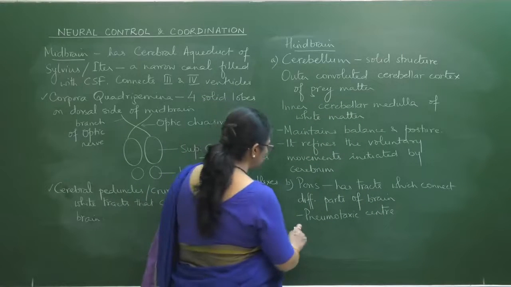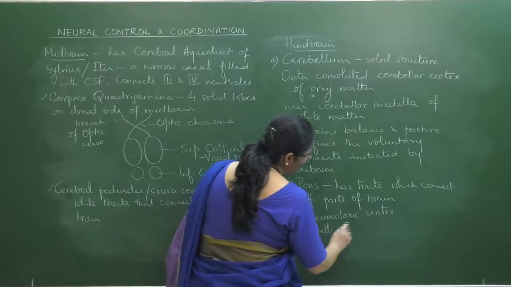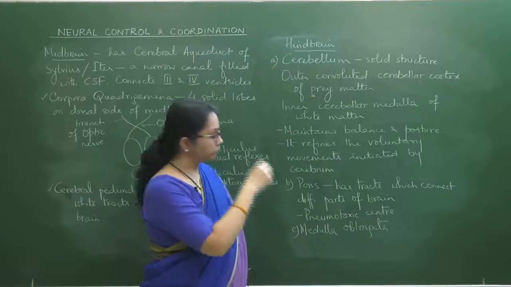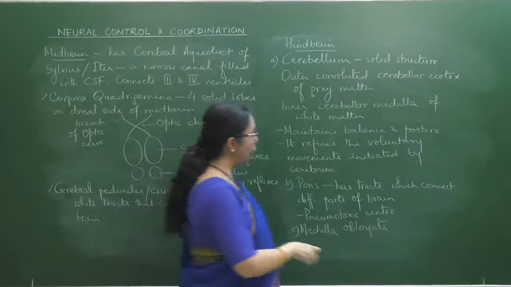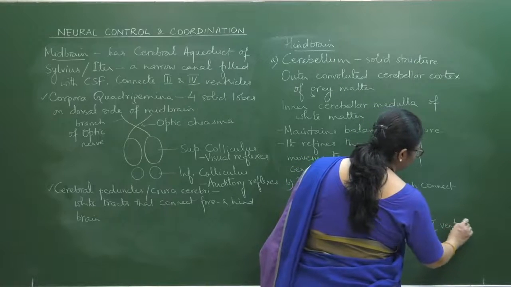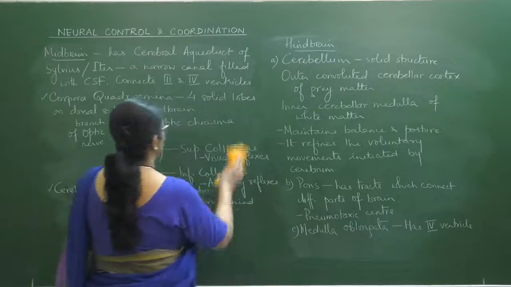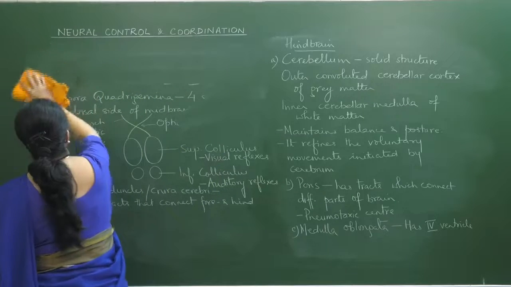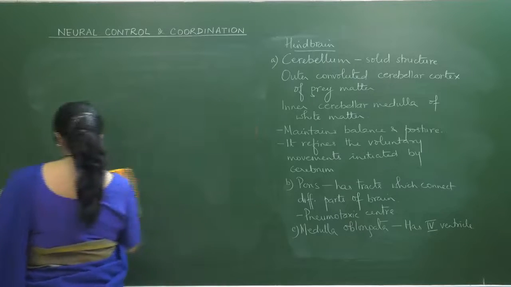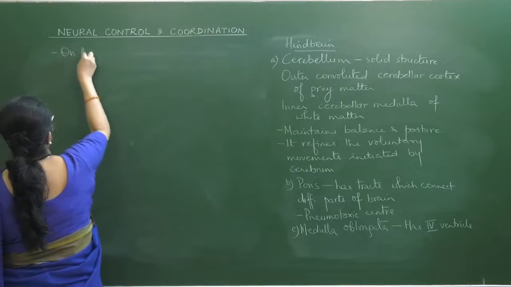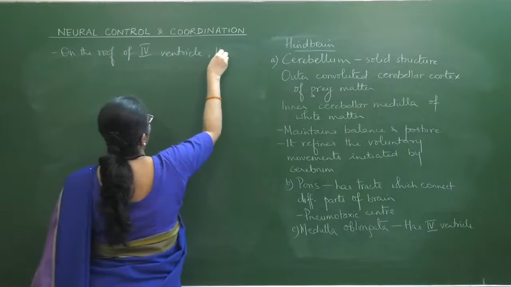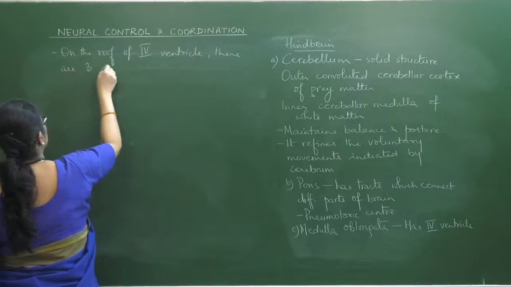Okay, and then the last part, that is medulla oblongata. Now medulla oblongata is the part where there is a hollow space within, and this one has the fourth ventricle in it. Just a little about this: on the roof of the fourth ventricle there are three apertures, you see.